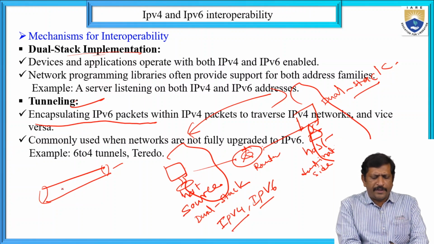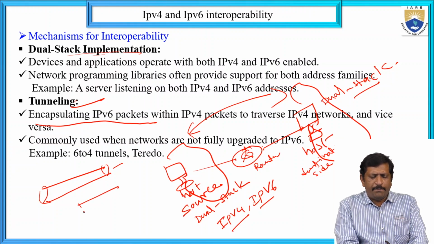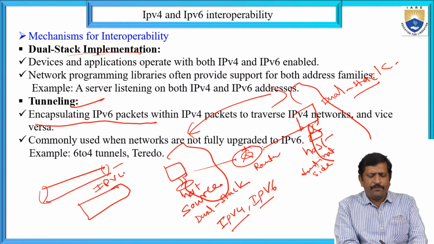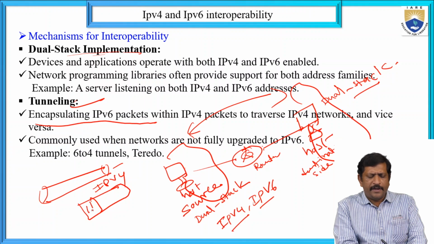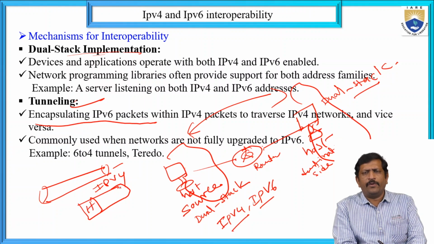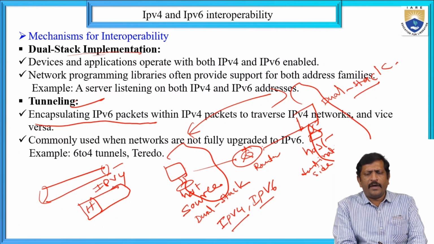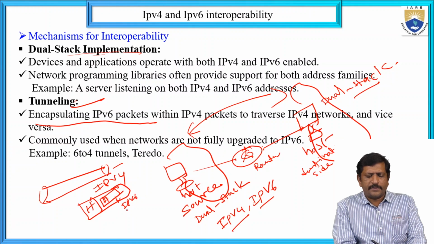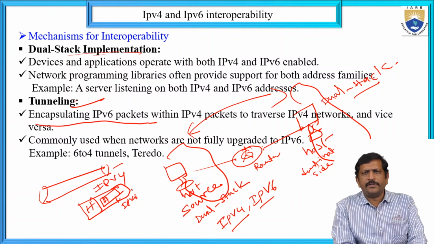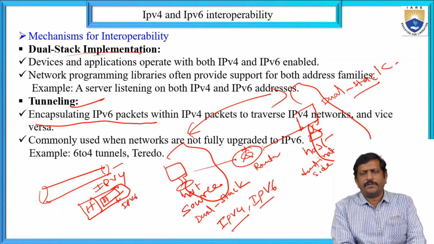That means if you take one packet, that is an IPv4 packet, it has a header and a payload. Now we are inserting within this IPv4 packet one more packet, which is an IPv6 packet. That means now it is a tunneling process.